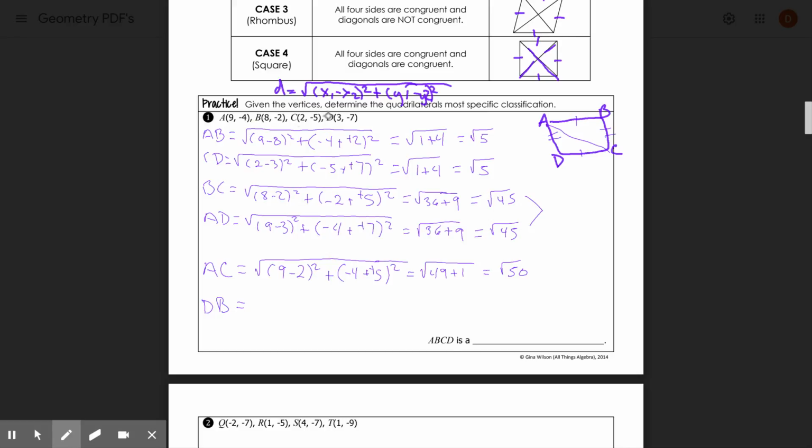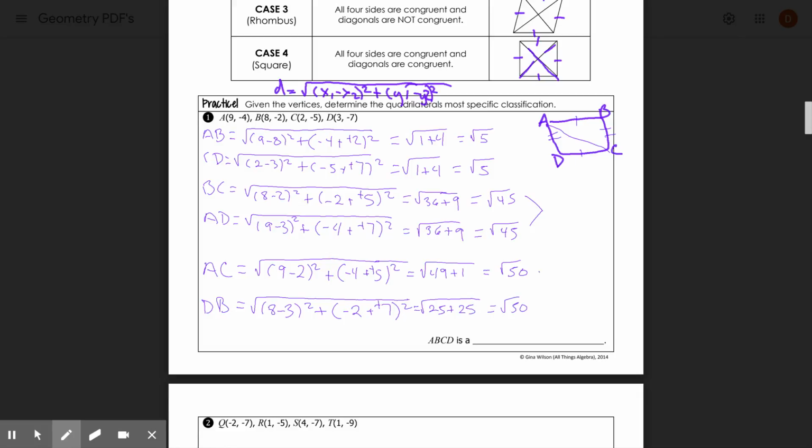let's see, 8 minus 3 or 3 minus 8. It really doesn't matter which way you go. I'm going to start with B. So 8 minus 3 squared plus -2 minus -7. We square that. So 8 minus 3 is 5. So we end up with 5 squared, which is 25. -2 minus -7 is the same as adding 7. So that's also 5. And 5 squared is 25. So we end up with the square root of 50.